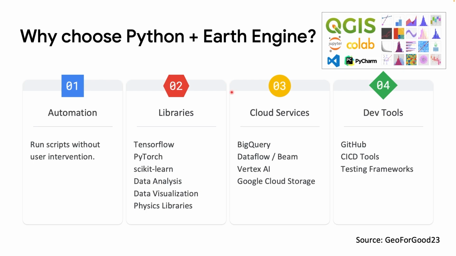And next, we have the integration of cloud services with the Python API. It provides BigQuery, Dataflow, Beam, Vertex AI, and the integration of Google Cloud Storage. And lastly, the function that I use most on a daily basis is the integration of development tools like GitHub, CI/CD tools, and testing frameworks.